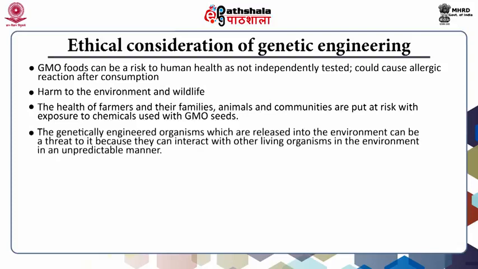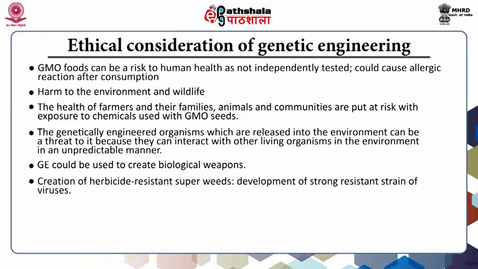The genetically engineered organisms which are released into the environment can be a threat to it because they can interact with other living organisms in the environment in an unpredictable manner. Genetic engineering can result in creation of toxic vegetation, posing serious threat to wildlife and may result in new strains of molds and fungi. It could also be used to create biological weapons. The creation of pathogen resistance in plants may result in development of strong resistant varieties of pathogens.